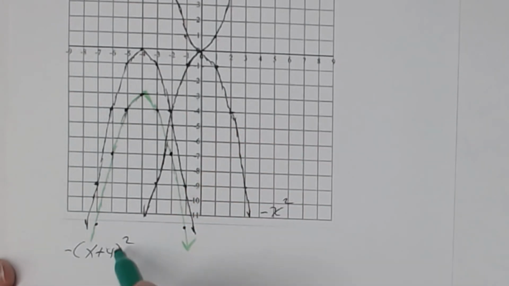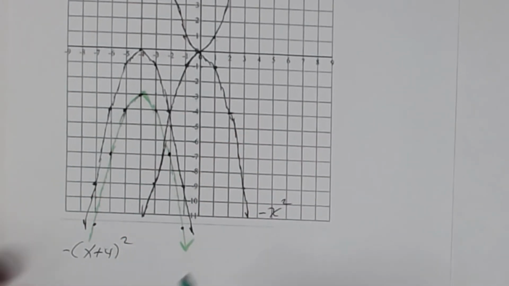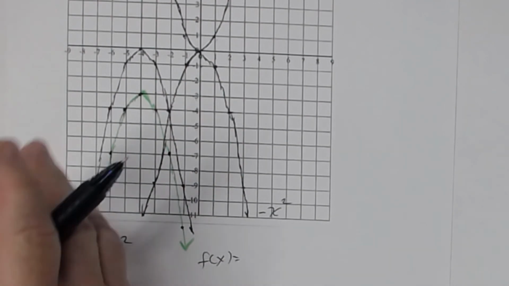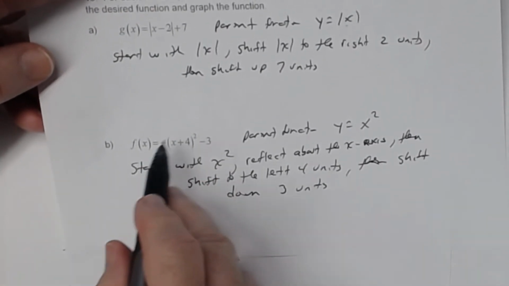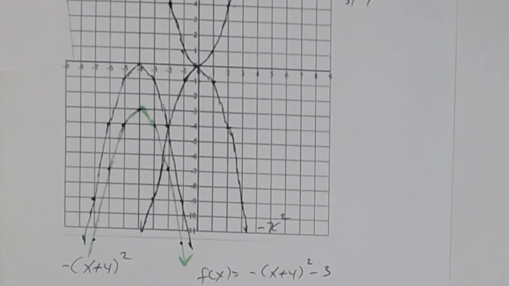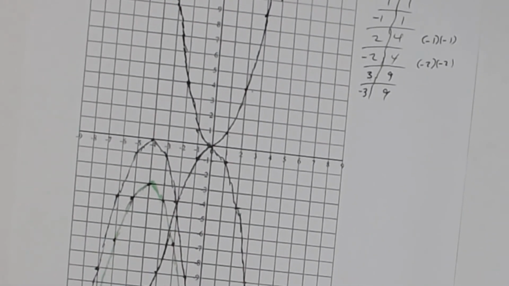And so that's it. So the green is your final one. So you're going to say f of x equals. So remember, this is what you want to eventually graph using transformations. So you can say negative (x plus 4) squared minus 3. And that was it.